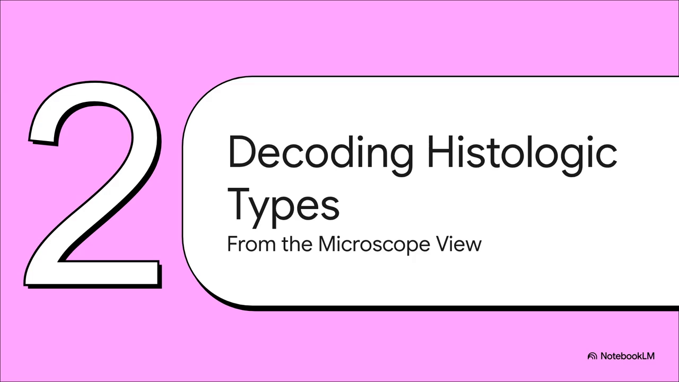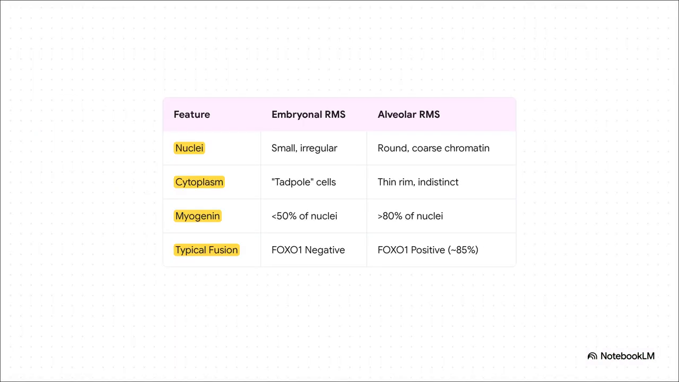Okay, now for the fun part. Let's get down to the microscope. This is classic pathology, where you start to classify this tumor based on what the cells actually look like. It's morphology. So the first big split you have to make is between the two main players, embryonal and alveolar rhabdomyosarcoma. For embryonal, you're on the lookout for those classic tadpole cells and kind of patchy myogenin staining.